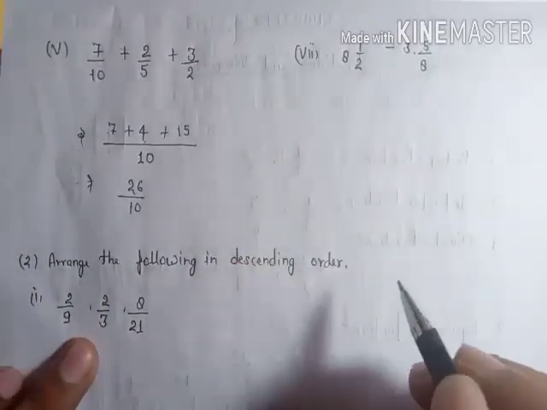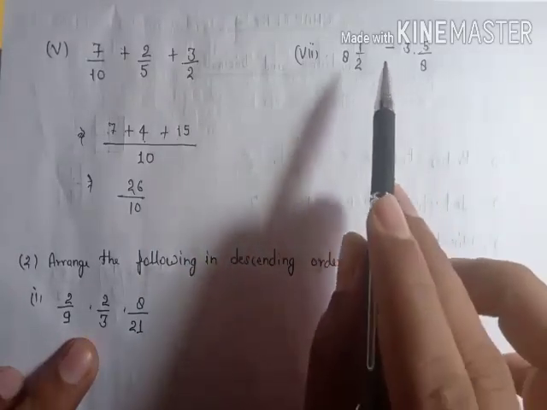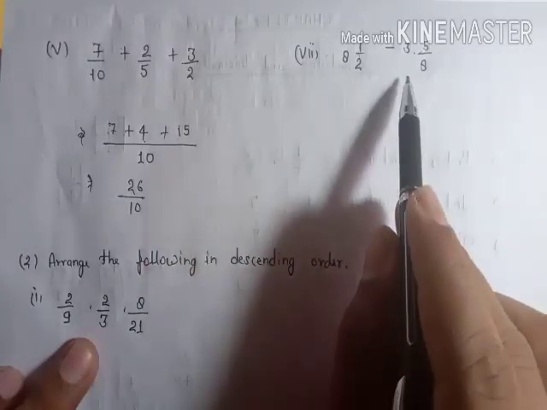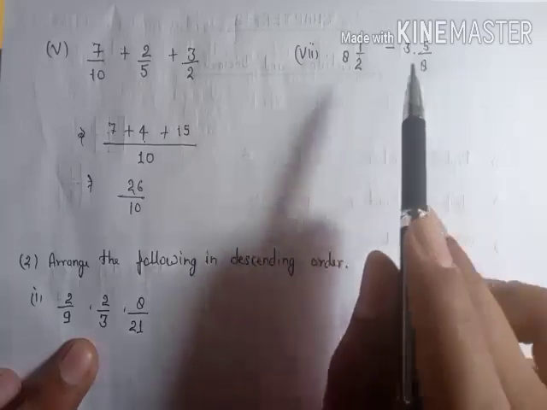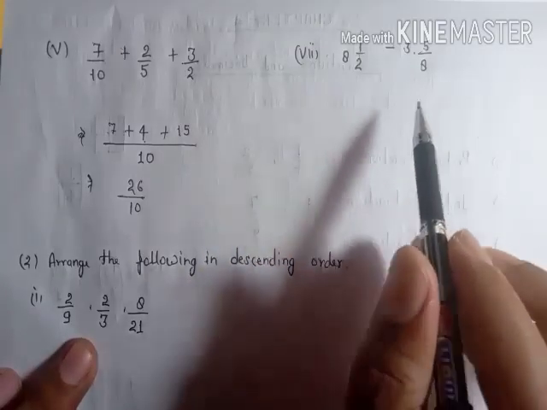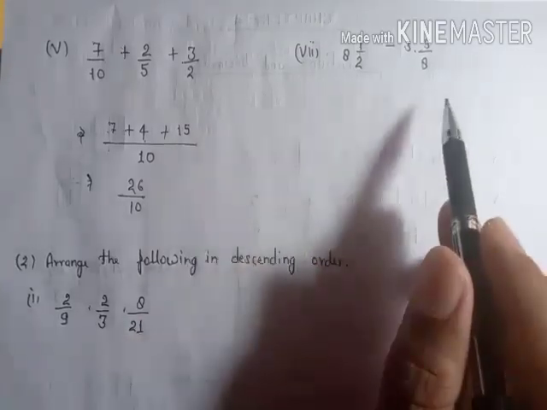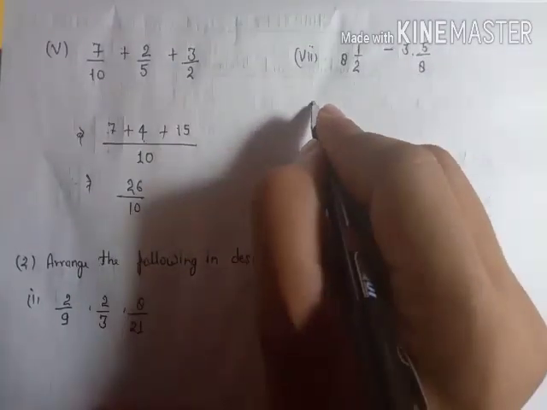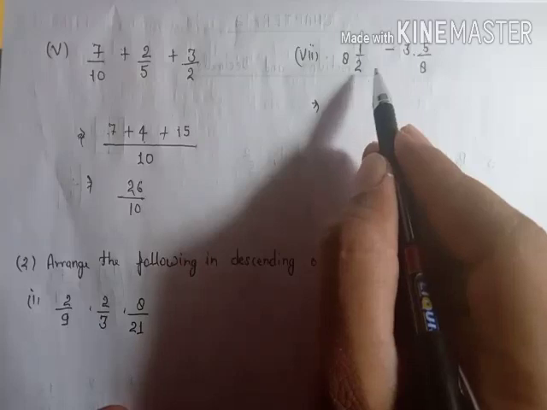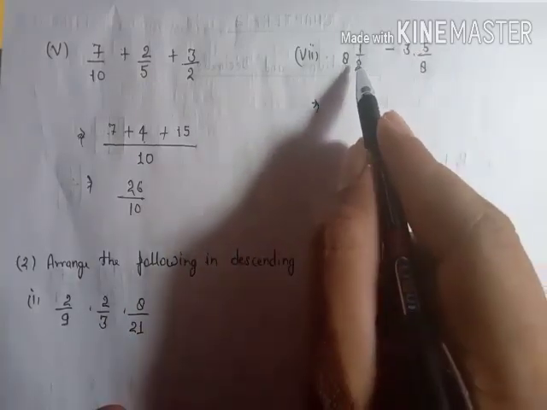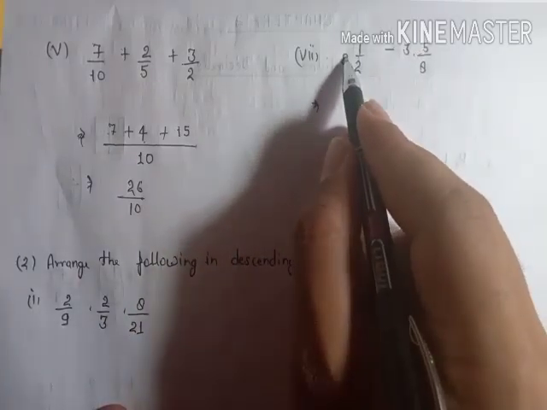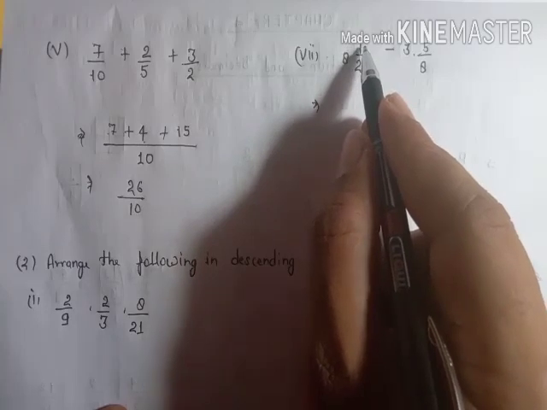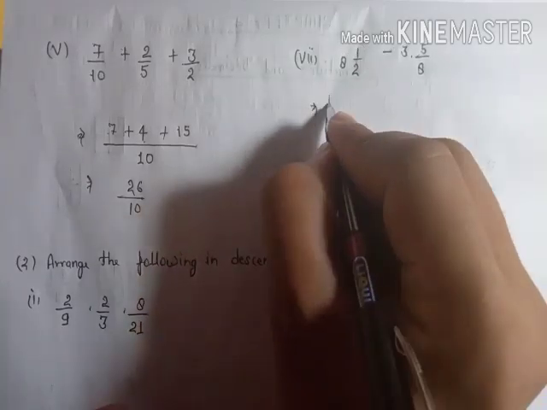We have another question, and you can see this time we have to subtract two fractions, and these fractions are in the form of mixed fractions. So let's first make them improper fractions. So this is 8 whole 1 upon 2 minus 3 whole 5 upon 8. So 8 twos are 16. 16 plus 1 is 17.